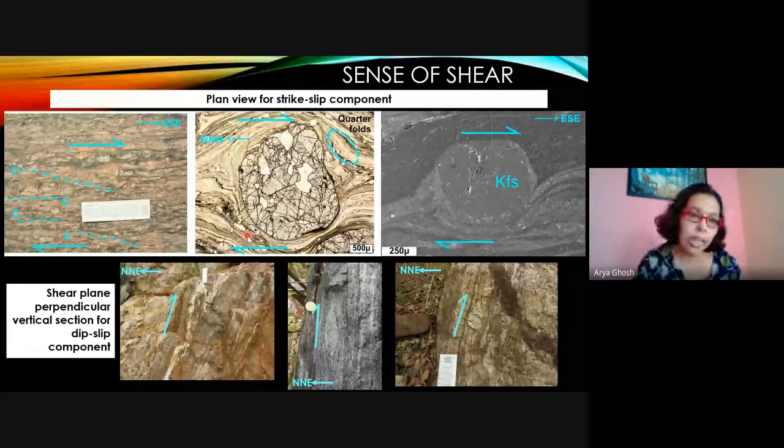Now we can see the horizontal sections represent a very good dextral sense, by the C-C' fabric in the field, by this quartz fold in the photomicrograph surrounding a garnet, and by this delta porphyroclast of K-feldspar where the strain fringes form the dextral sense of movement.